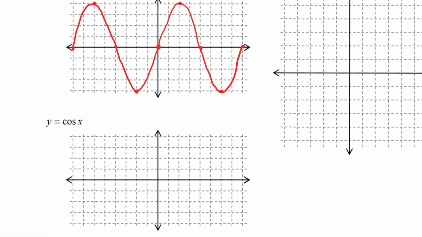All right, and then let's do cos. So then cos, same thing, but it's starting at 1 on the y-axis there. And then there, there, and there. And then let's do the same for the negative.